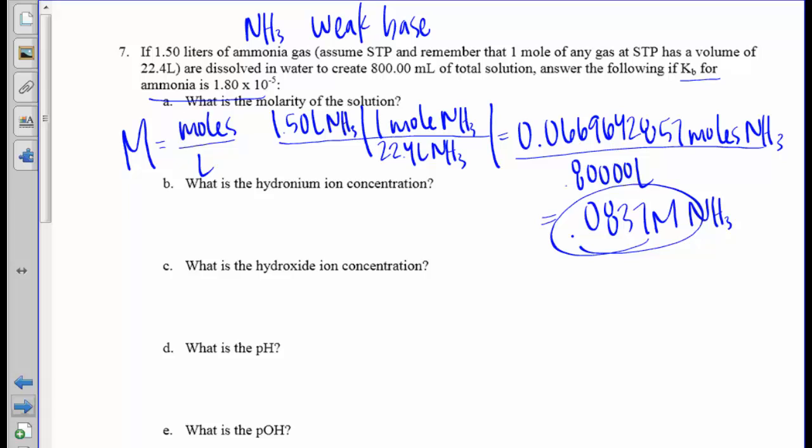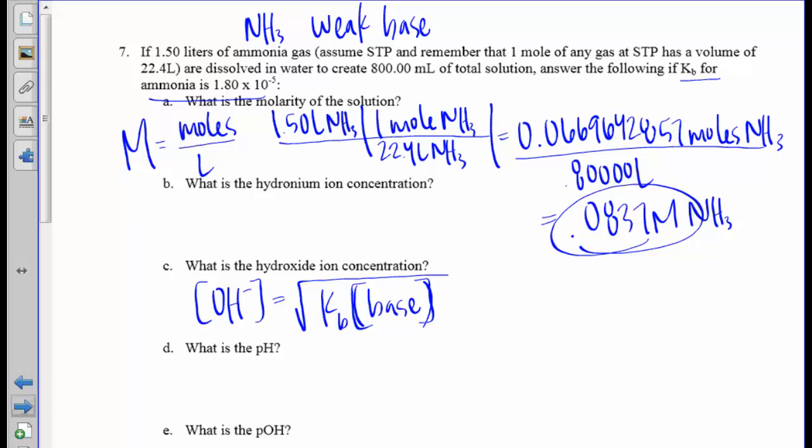Now what is the hydronium ion concentration? Again, when I'm working with a base, starting with the hydronium ion concentration is not necessarily the best thing. I would prefer to think about the hydroxide ion concentration first, because we know that the hydroxide ion concentration for a weak base is equal to the square root of the Kb, which we are given above, times the concentration of the base, which we have just calculated. So we can plug in our numbers to this equation, find the hydroxide ion concentration, and then use that to find the hydrogen ion concentration.